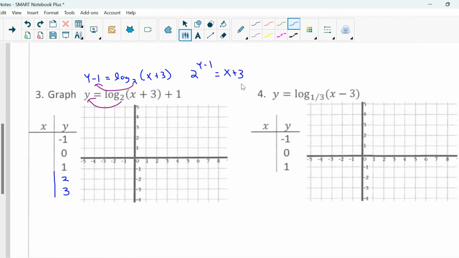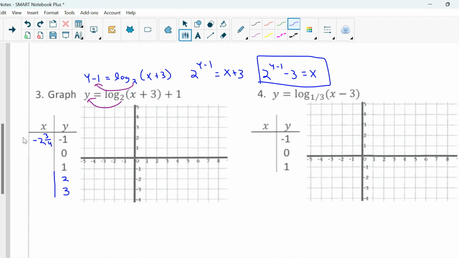I want to isolate my x value, so I will subtract 3 over. So that's going to give me 2 to the y minus 1 minus 3 equals x. So that's the function that I'm going to be graphing right there. So when substituting in a negative 1, that's going to give me 2 to the negative second power, which is 1/4, minus 3, which is negative 2 and 3/4.